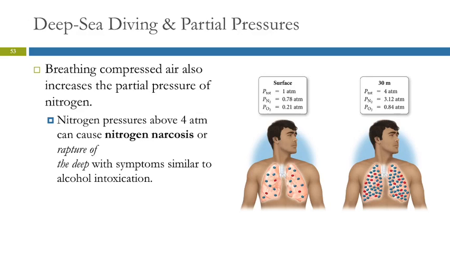So if you're breathing compressed air, you're getting more oxygen. You're also getting more nitrogen. So at the surface, total of one atmosphere pressure, you've got 0.78 atmospheres of nitrogen, 0.21 atmospheres of oxygen. If you go 30 meters below the surface, in order to be able to breathe, your pressurized gas needs to be at 4 atmospheres. You're going to have 3.12 atmospheres of nitrogen and 0.84 atmospheres of oxygen. The oxygen is going to be okay.